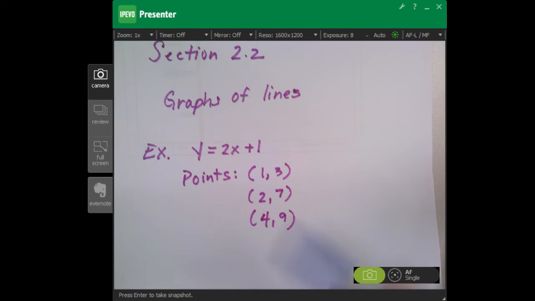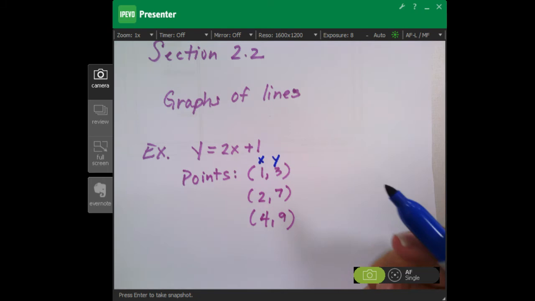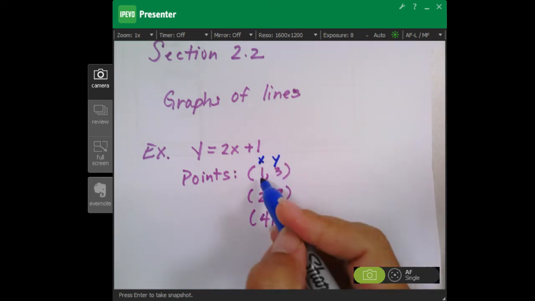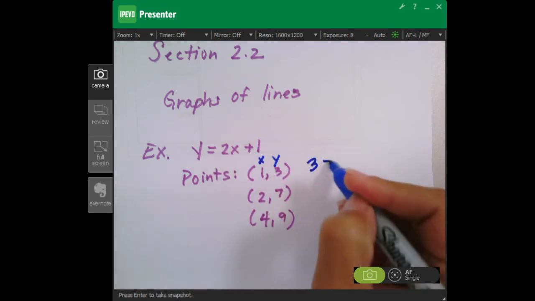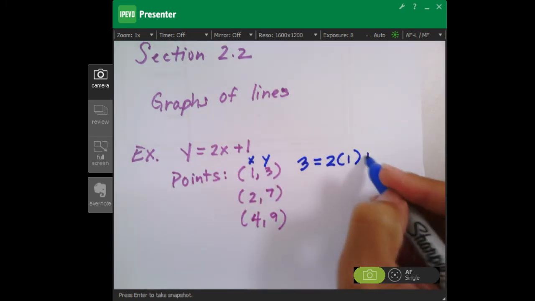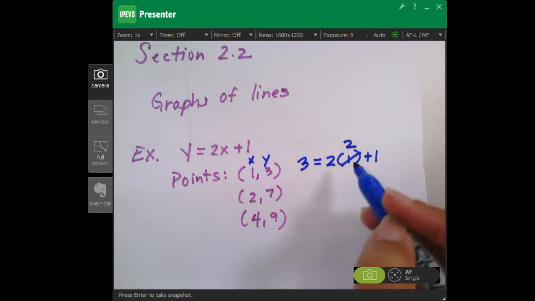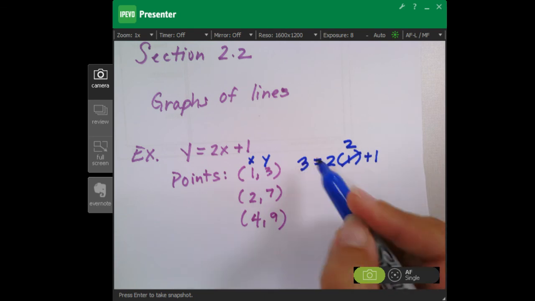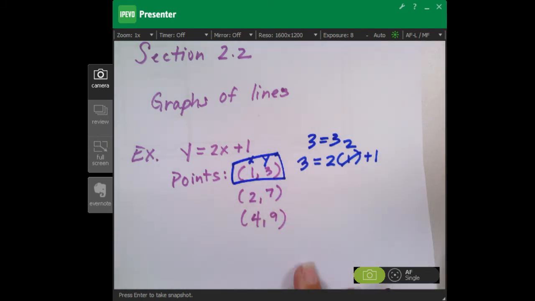One way you can do it is to substitute in. You can substitute this value in for x and this value in for y and see if it makes the equation true. For example, if I use 1, 3, I'm going to put 1 in place of x and 3 in place of y. So 3 should equal 2 times 1, because that's what x is, plus 1. 2 times 1 is 2, plus 1 is 3. That does make the equation true. So 3 does equal 3, so that is a point that lies on the graph.